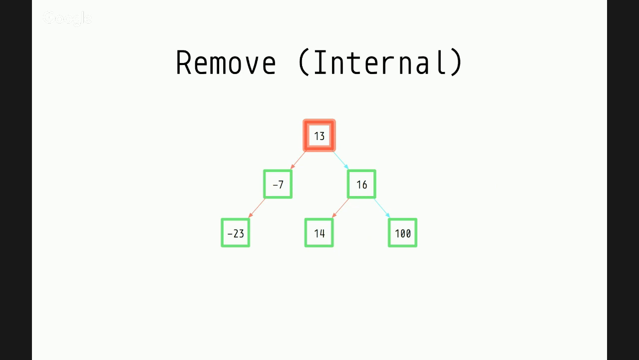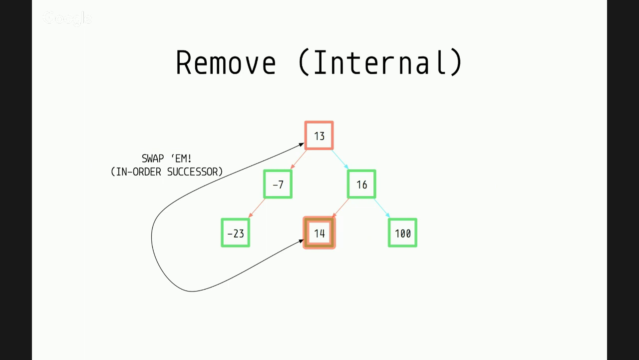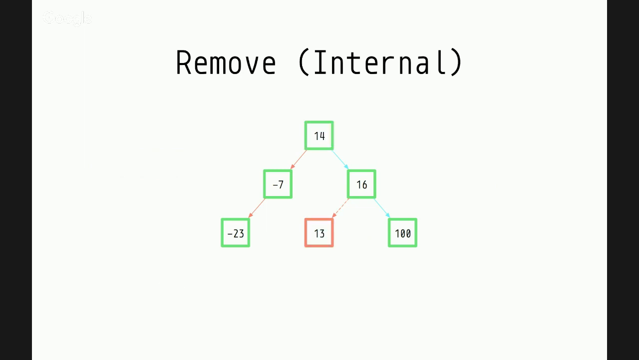And what that is, if you look at a couple of examples, it becomes sort of intuitive. It's the leftmost leaf of the right tree. So in this case, it's going to be this 14. And what we do to remove an internal node is we swap the node itself with the in-order successor of the node, and then we delete it. So in this case, we're flipping these two things and then deleting the leaf in the way that we did in the slide back.